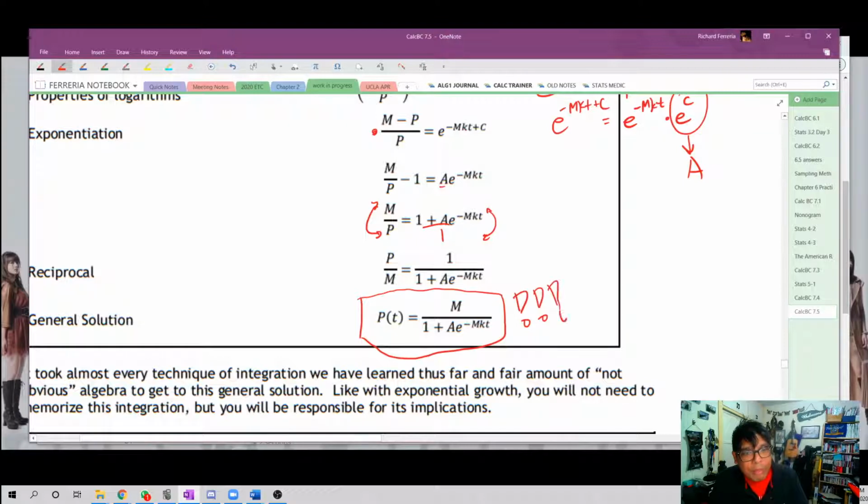That's pretty amazing. That was like every integration technique we've ever learned we had to use here. Okay, maybe not everything, but most of the things we've learned. Most notably, we needed to use a partial fraction decomposition. So this is a general solution for a logistic growth equation.